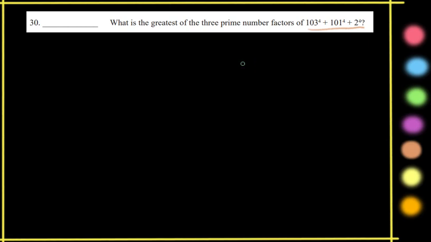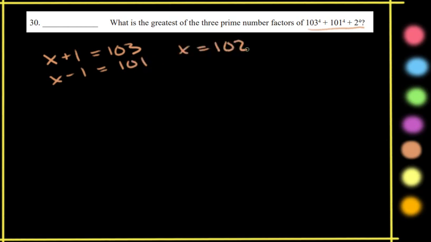There are probably many ways to do this, but one thing you can do is look at these first two and maybe we can substitute something. Let's say x plus 1 is equal to 103, and x minus 1 is equal to 101. So in other words, I'm going to make x equal to 102, which is the number right in between these two.